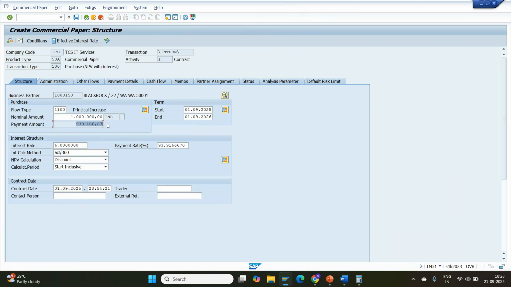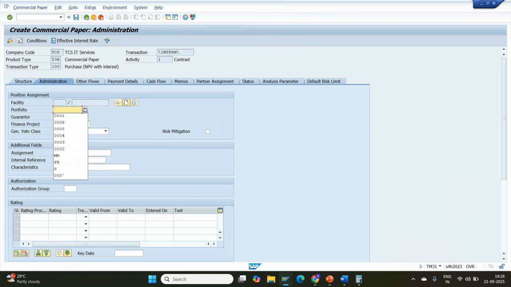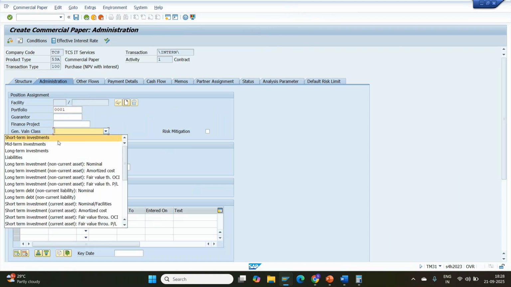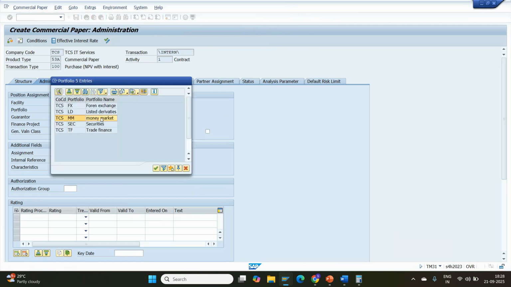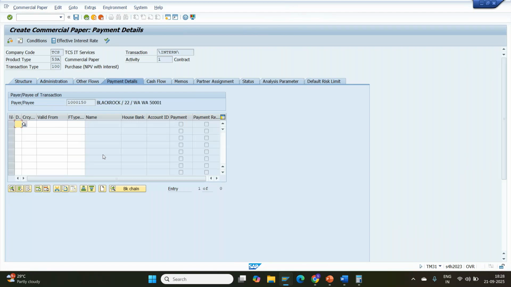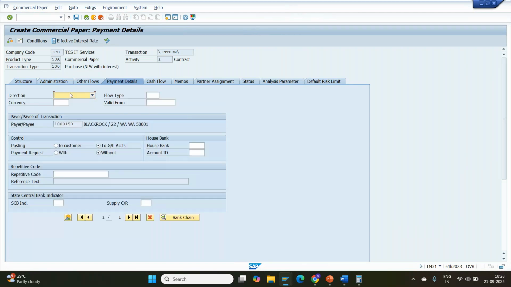9,33,166. Okay, that is called commercial paper. Same way, commercial paper. If I go here, I will put short term investment, and the portfolio is a money market. Just assume.